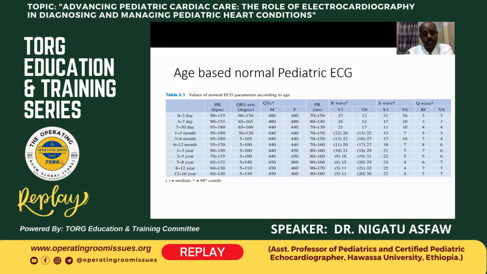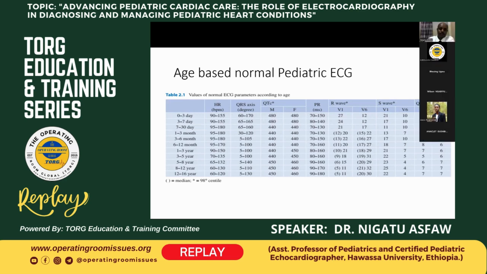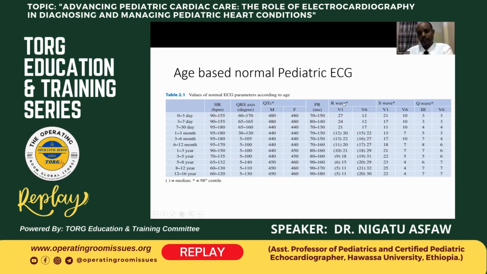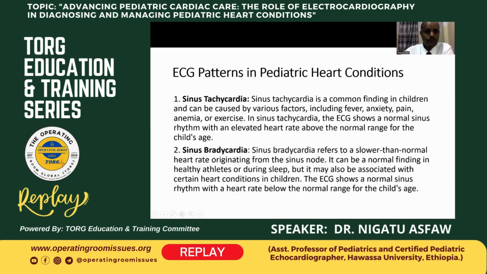And this is a table which can be used in order to standardize ECG based on the age of a patient. So these are the standardization: heart rate, QRS, QT interval duration, PR duration, R wave duration, S wave, and Q wave. That's very important. And there are some common ECG patterns in pediatric heart conditions or heart abnormalities.